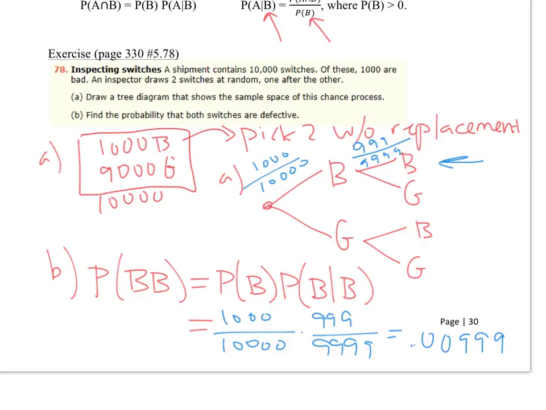And now that you have that decimal answer, notice that there's a less than 1% chance of drawing out 2 bad ones on consecutive picks out of this box, while overall in the population of switches, 10% are bad. So be careful about attaching meaning to these, and notice that it would be very rare then to get 2 bad switches in a row drawn out of this box.